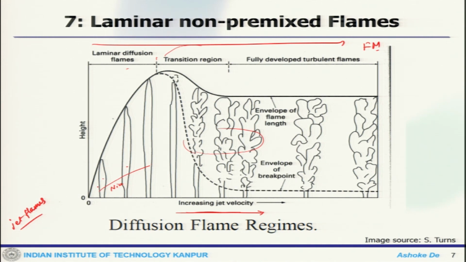You increase velocity beyond a limit, and you get to see this transition zone, where the flame structure becomes quite chaotic, and there would be an envelope of breakup point, an envelope of the flame length. If you increase further, you are in the completely turbulent zone. That means it is a purely chaotic structure of the flame front.